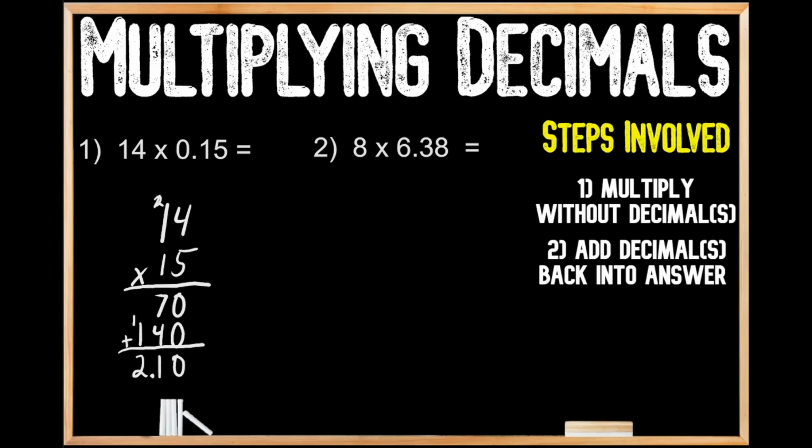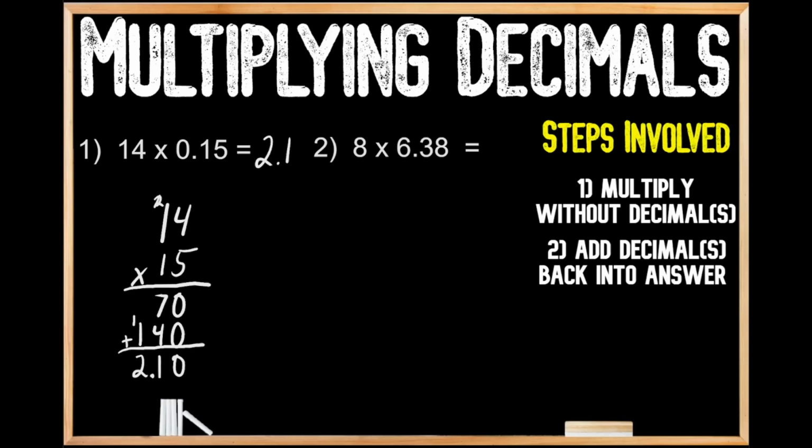In this case, the decimal place is going to lie between the 2 and the 1, which is going to give us 2 and 10 hundredths. But we don't actually have to include the hundredths here because 2 and 1/10 is the exact same value. So when we multiply 14 times 15 hundredths, we get 2 and 1/10.